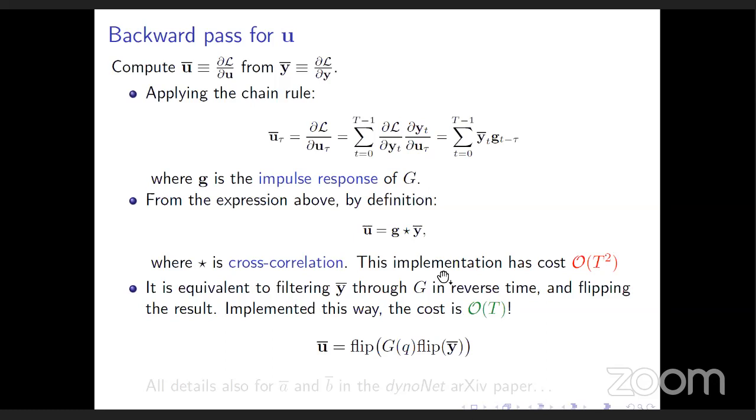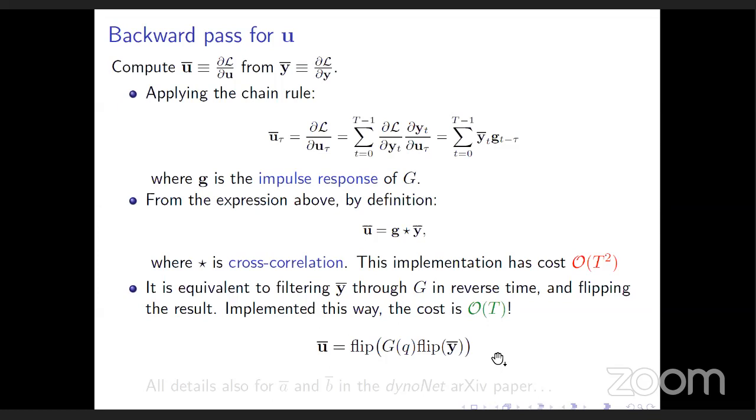We just recognize it. It's just a trick of signal processing, that cross correlation with an impulse response is equivalent to filtering through the filter in reverse time and then flipping again the result. It's just the trick. You could derive this. But this is very important for us, because then we can compute a U bar, the same thing that we need, in a time that is linear in t, because filtering through a transfer function basically has a linear cost in time. And flipping is not such a high cost.